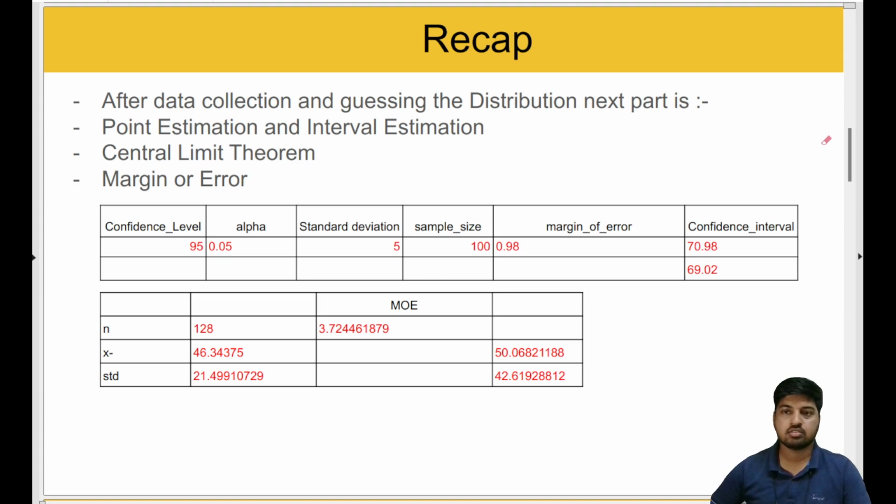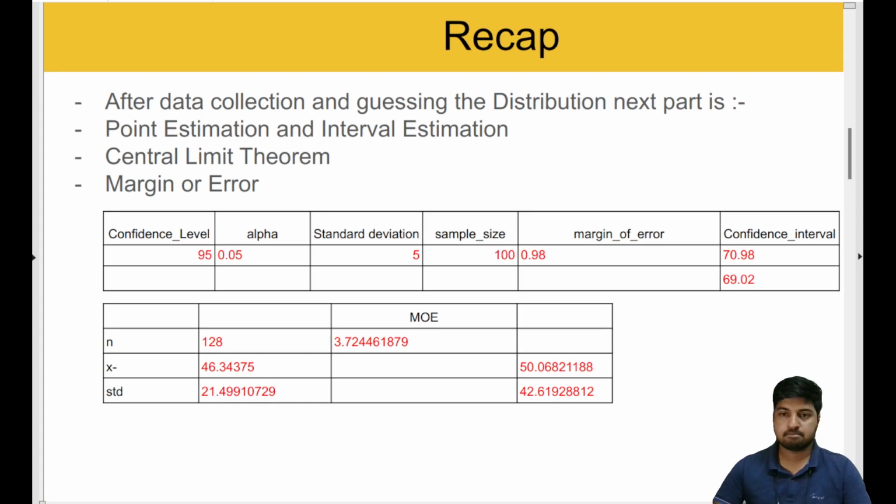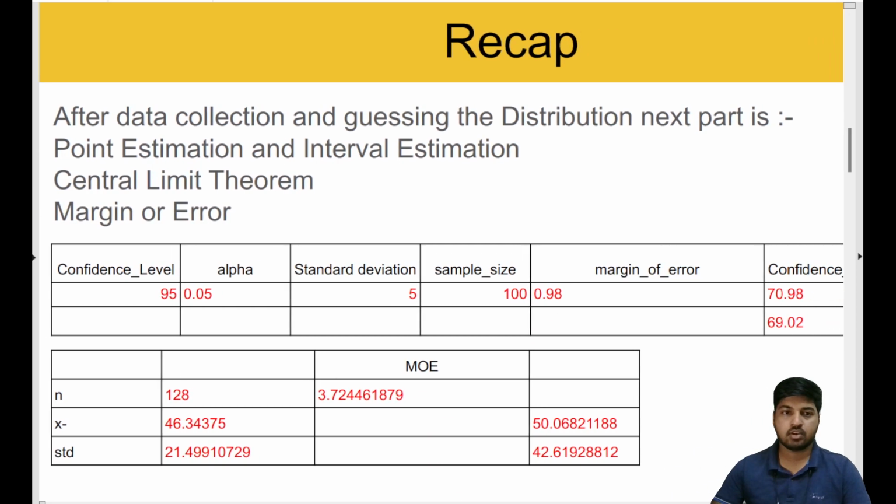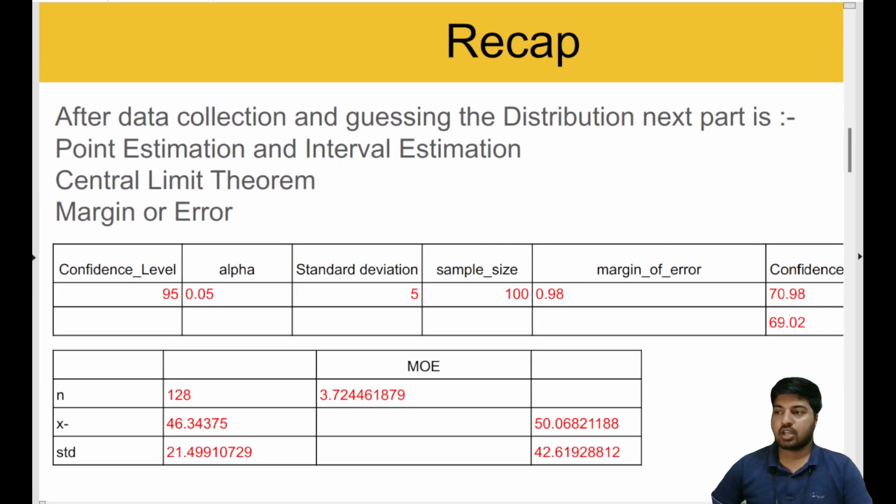Is it visible or shall I zoom in? Yes, visible. Okay.